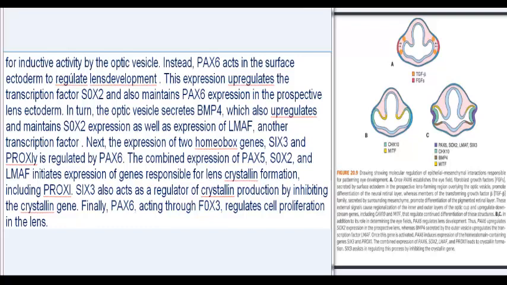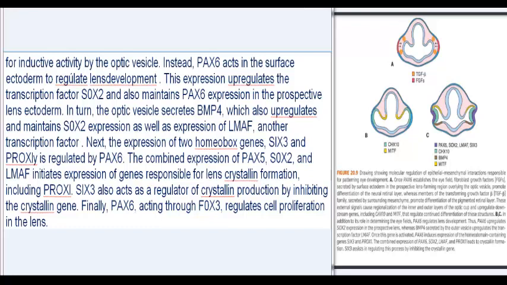In turn, the optic vesicle secretes BMP4, which also upregulates and maintains SOX2 expression as well as expression of L-MAF, another transcription factor. Next, the expression of two homeobox genes, SIX3 and PROX1, is regulated by PAX6. The combined expression of PAX6, SOX2, and L-MAF initiates expression of genes responsible for lens crystallin formation, including PROX1. SIX3 also acts as a regulator of crystallin production by inhibiting the crystallin gene.